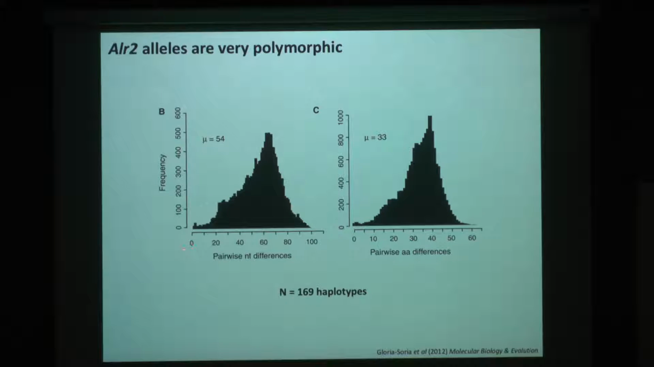You find that just in that first exon, that first domain, there's about an average of 54 differences between alleles in all pairwise combinations and 33 amino acid differences. Okay, so there's only 100 amino acids there, and 33 of them tend to vary on average between alleles. Okay? They're very different from each other.